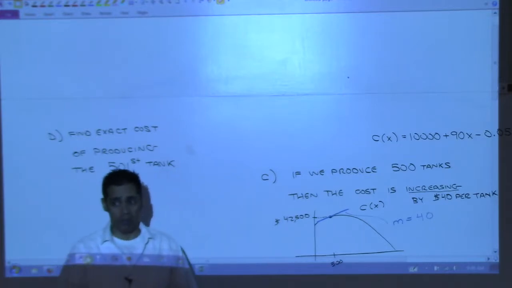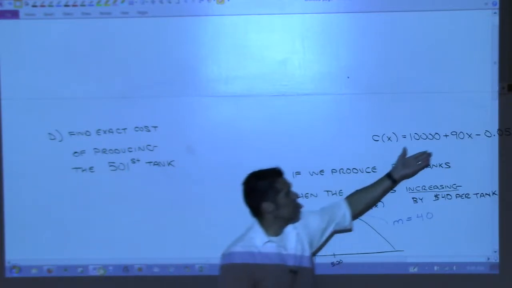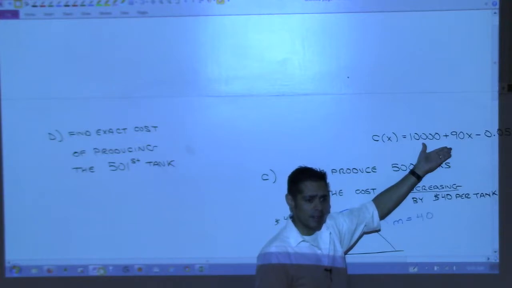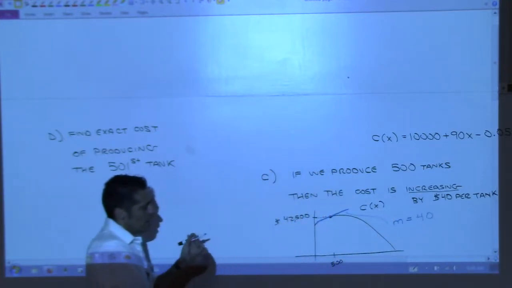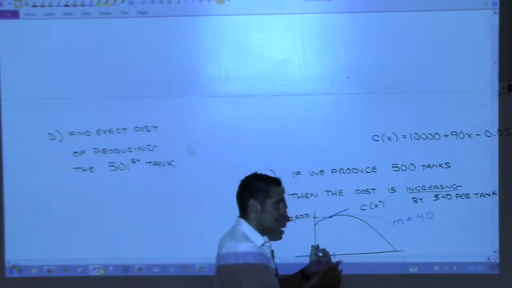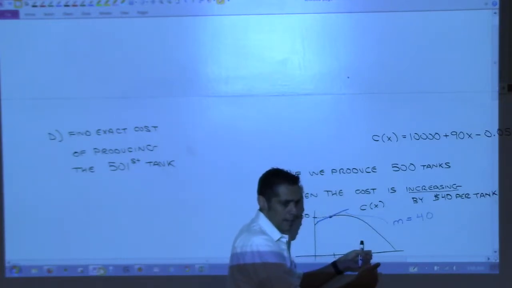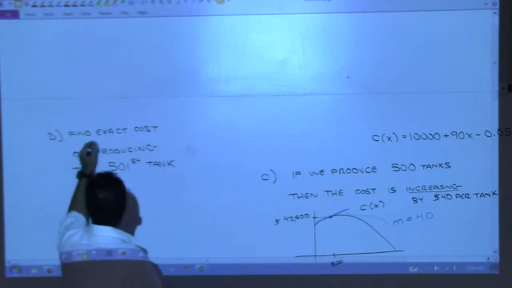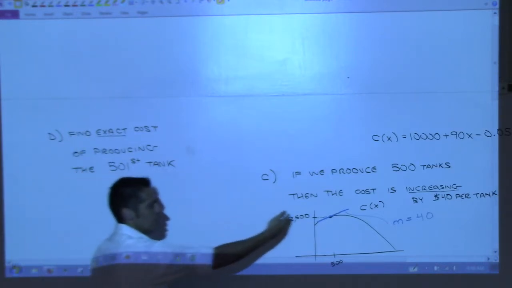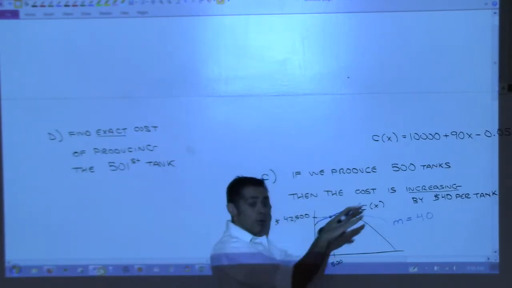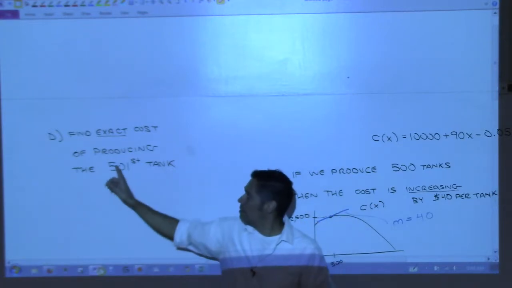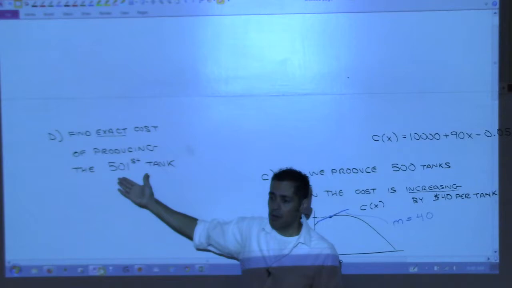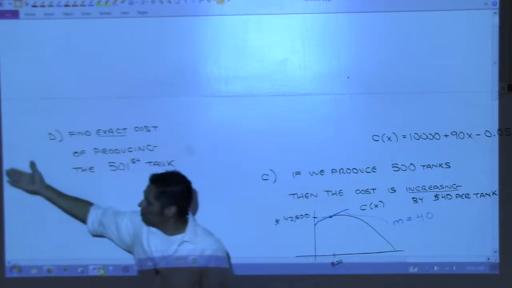If they wanted the total cost of making 501 tanks, we would just plug 501 into this, right? And that would give us the total cost. What they want is the cost of moving from the 500th tank to the 501st tank. But they want the exact cost. See, the marginal cost, this right here, gives us an approximation. We want the exact cost. So how do we find the exact cost?